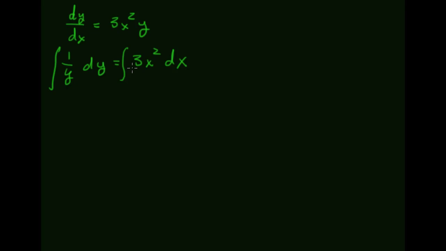We have that dy dx is equal to 3x squared y. So 1 over y dy is equal to 3x squared dx. We take the integral of both sides, right? The 1 over y, I think you're seeing a pattern here that the natural log likes to come up in these problems, right?